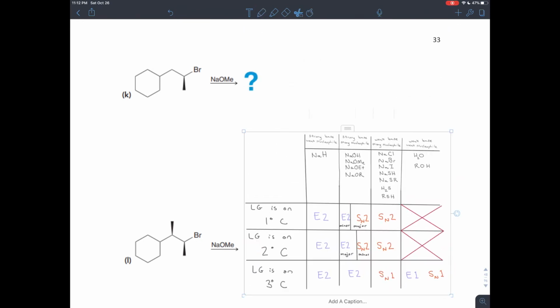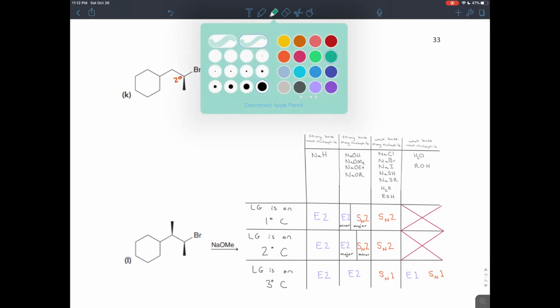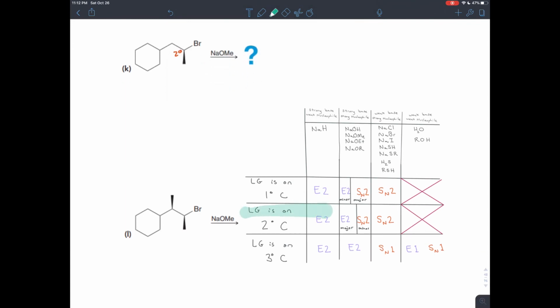Okay, so then for K. First step, let's figure out the mechanism. For that, we have to look at the type of carbon that the leaving group is on. The leaving group is on a carbon that's bonded to 2 other carbons, so that's secondary. So we'll be dealing with a leaving group on a secondary carbon, that's this row here.